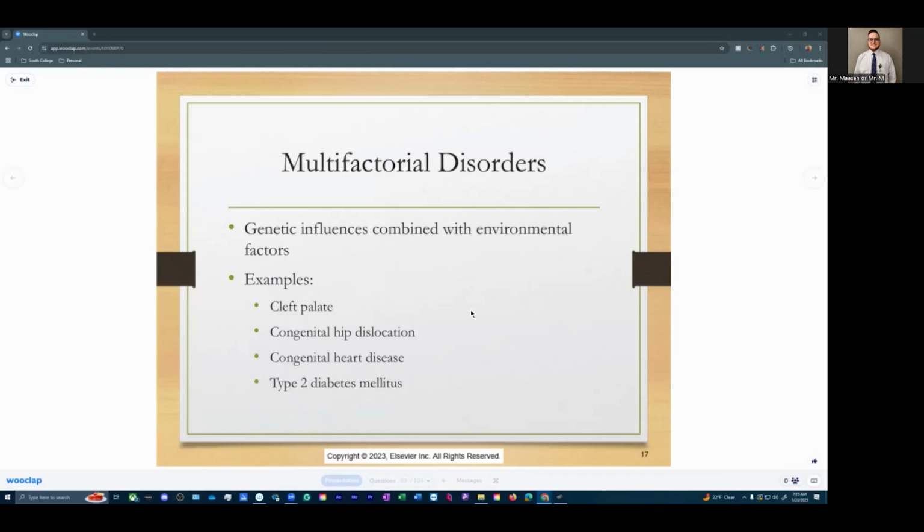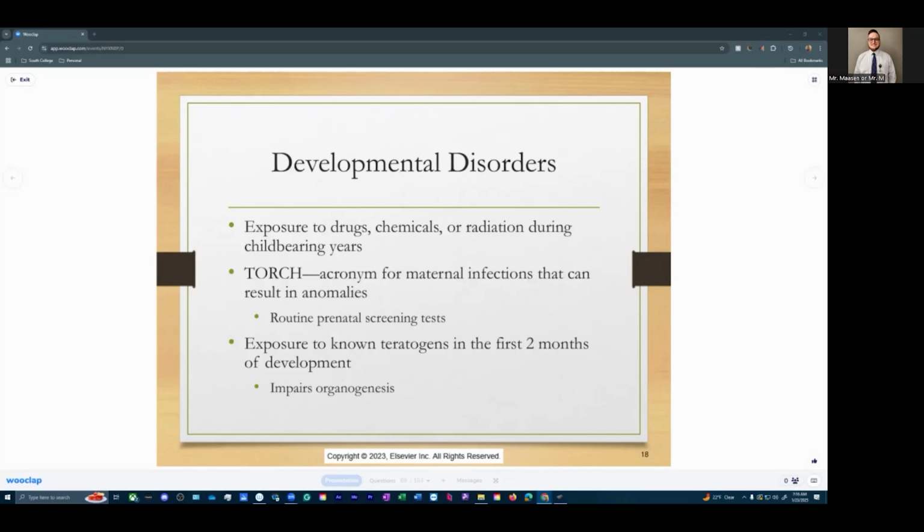Multifactorial disorders. These are genetic influences mainly combined with our environmental factors. Multifactorial is basically just that there are multiple factors that contribute to it. So cleft palate, congenital heart disease, congenital hip dislocation, even type 2 diabetes is technically a multifactorial disorder because type 2 diabetes does have a hereditary component. You're more likely to suffer from type 2 diabetes if you had parents that suffer from it, but also obviously diet and exercise play factors into diabetes development, especially type 2, not so much type 1. Therefore, it makes it a multifactorial disorder because there are multiple factors involved.